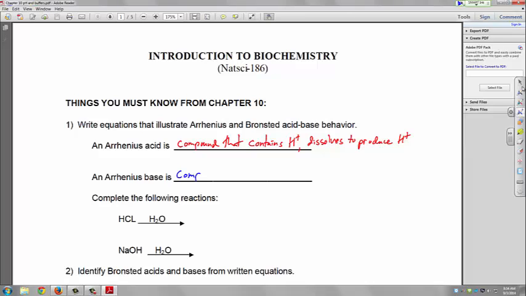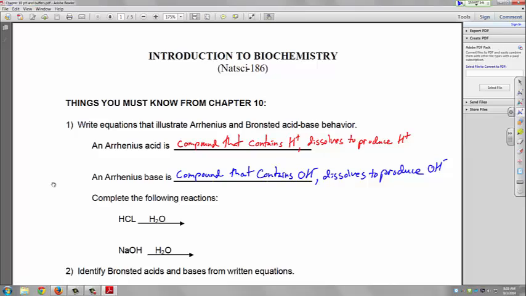An Arrhenius base is a compound that contains the hydroxide ion, or if you wish, dissolves to produce hydroxide ions. So I'll try to use red for acid, blue for base, and be consistent with it. But if you remember, acids turn litmus red, and bases turn litmus blue.